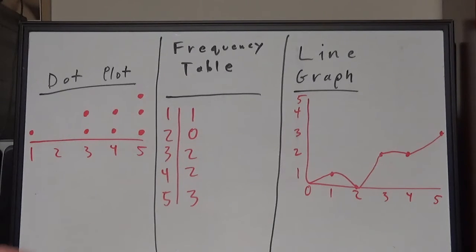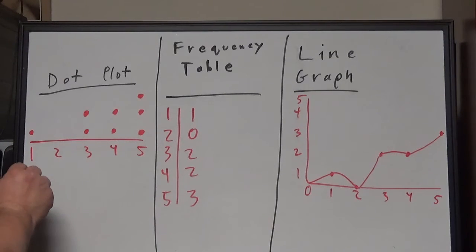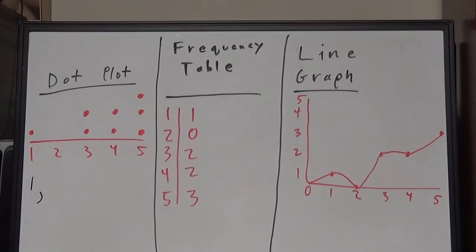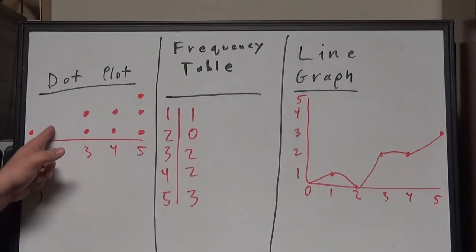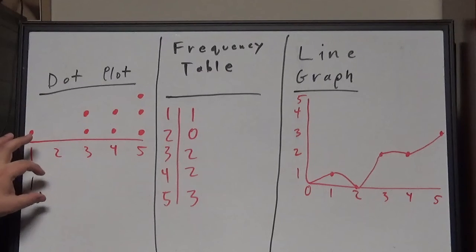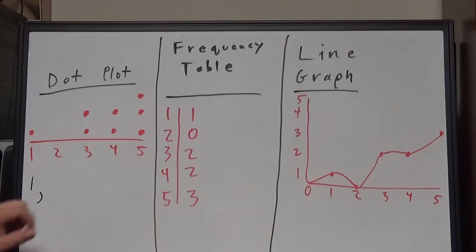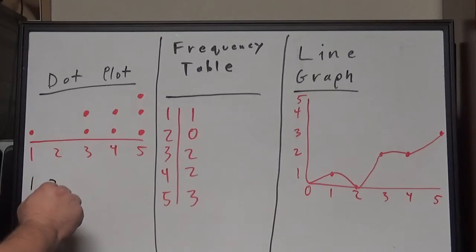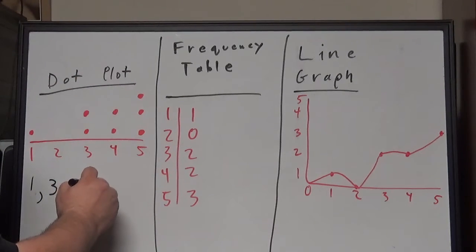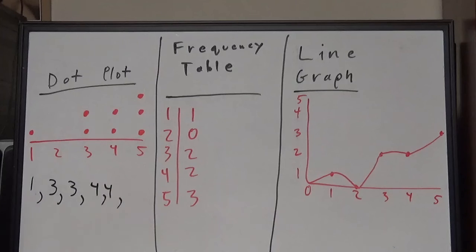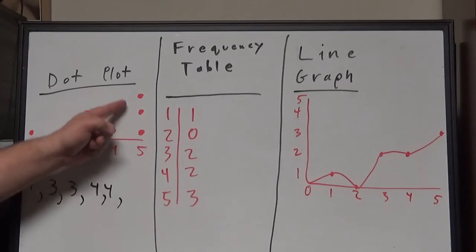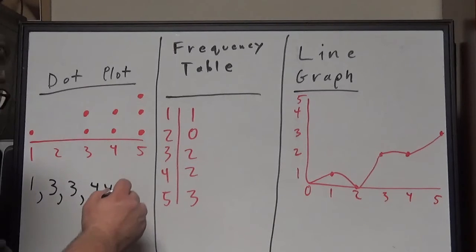So 1, 2, 3, 4, and 5. I'm going to start with 1. Well, 1 has all of 1 dot, so I'll write a 1 once. All right, 1. 2, notice it has 0. There are no dots, so there are no 2's, so I won't put 2. 3 has 2 dots, so I write down 2 3's. 4 has 2 dots, so I put a 4 down 2 times. And a 5, as you can see, that's our mode. It has 3 dots.